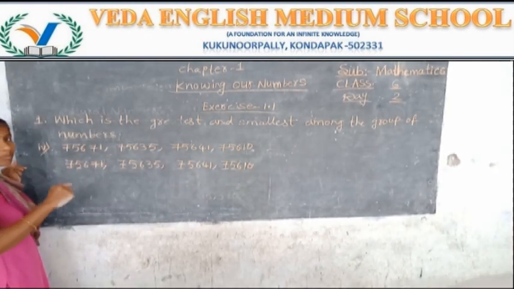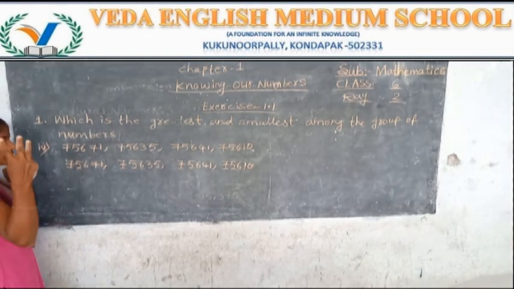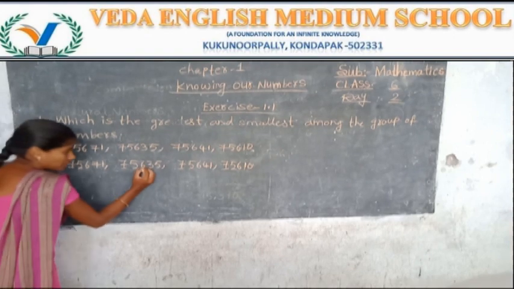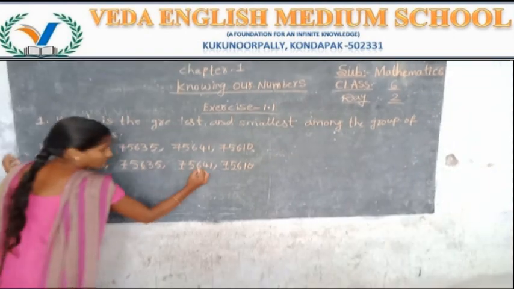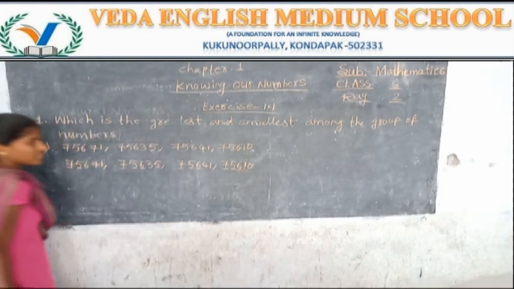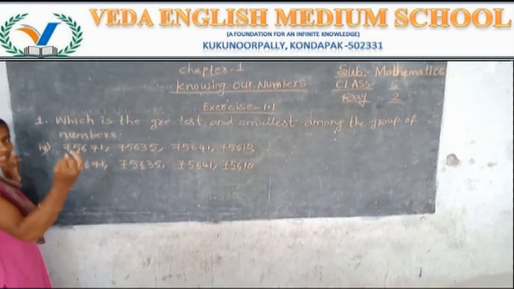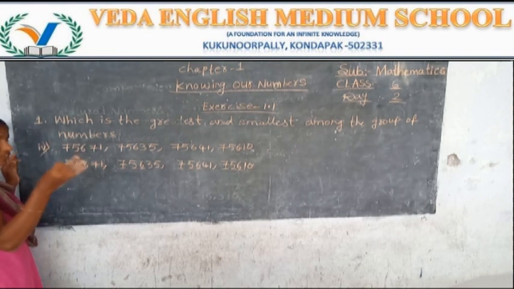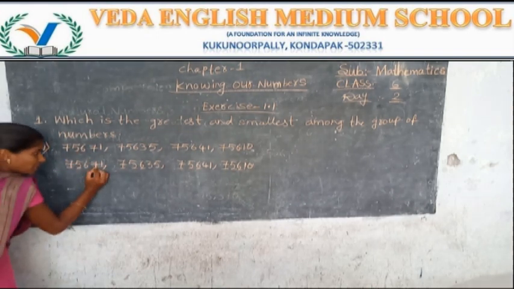If the second digit is also equal, then you have to compare the third digit. What is the third digit here? 6, 6, 6, and 6. First digit, second digit, third digit, all three are equal. If the third digit is also equal, then we have to compare the fourth digit.